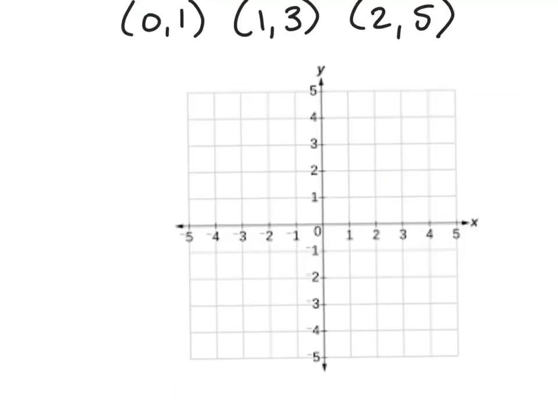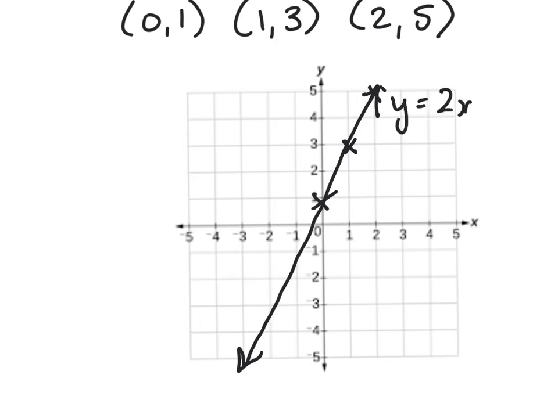I can now plot these points on my Cartesian plane. 0, 1, 0 across, 1 up. 1, 3, 1 across, 3 up. And 2, 5, 2 across, 5 up. Then using a ruler, I neatly make a line connecting those points and label my equation. Y equals 2x plus 1.